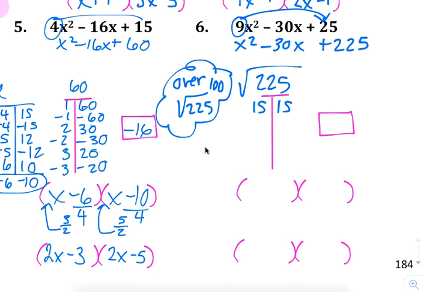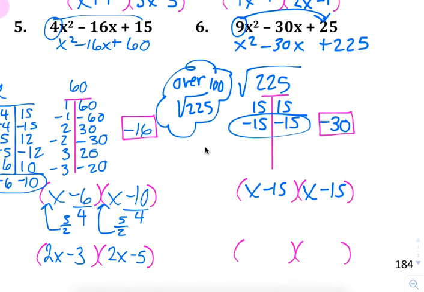Now, that's not going to add up and work because I'm trying to make a negative 30. So negative 15 would work. That's the pair I want. So x minus 15, x minus 15. These are the ones I was waiting for. They are the same. So remember, when they're the same, I don't have to write the second guy. I just need to put my exponent on him, okay?